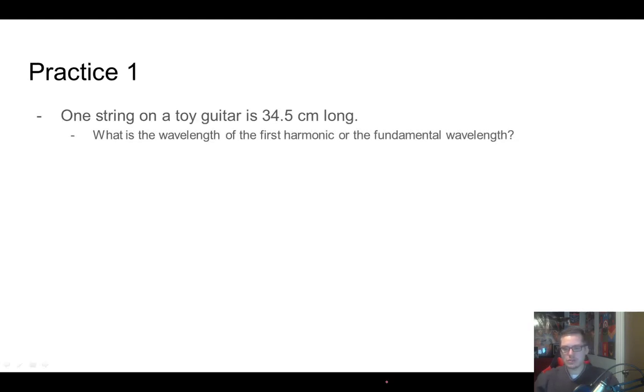All right, so it says one string on a toy guitar is 34.5 centimeters long. What is the wavelength of the first harmonic? Well, we know from before that the wavelength of the first harmonic is equal to 2 times the length. Since we're human beings, we'll convert this to meters, so it would be 0.345. So 2 times 0.345 gives us 0.690. The units would be meters for wavelength.